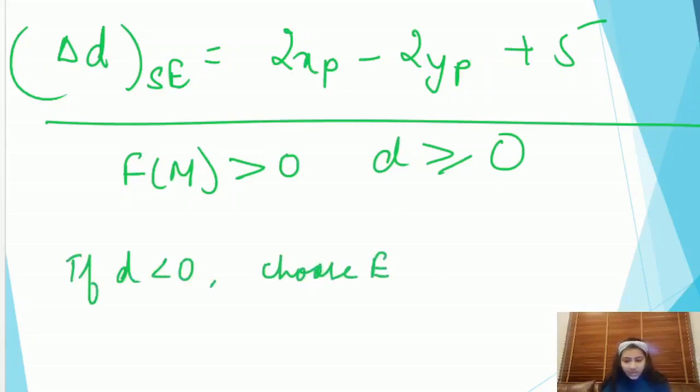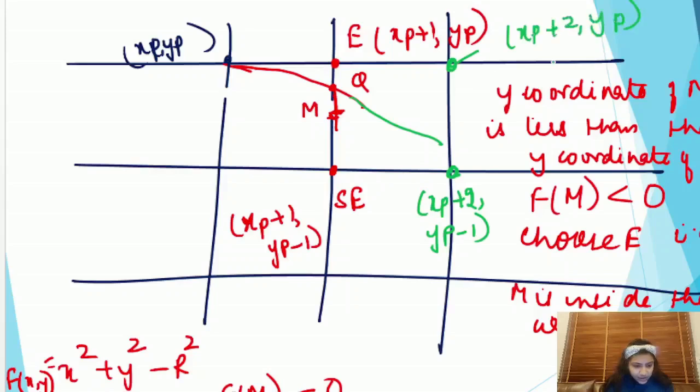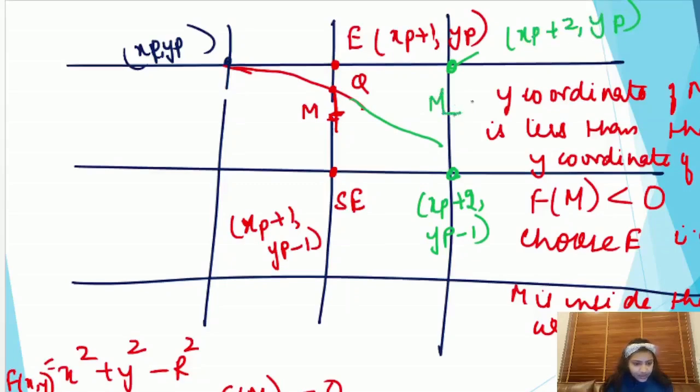So now when we choose east as our pixel, the choice of new midpoint will be, the line is passing like this, so the choice of midpoint is here and here. Now this point will be xp plus 1. No, this is xp plus 2 and this is yp minus 1. This point is xp plus 2 and yp. So the coordinates of their midpoint will be xp plus 2 and yp minus half.